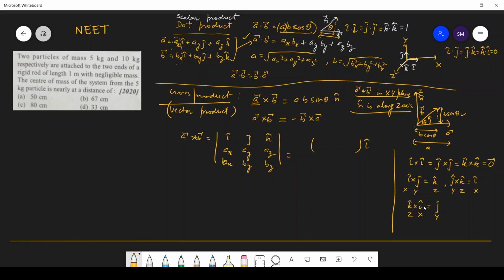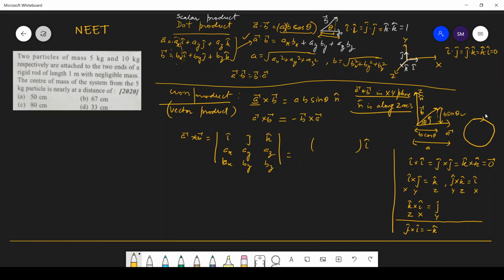Okay, and if you write j cross i, that will equal minus k cap. So what's the way to remember these rules?